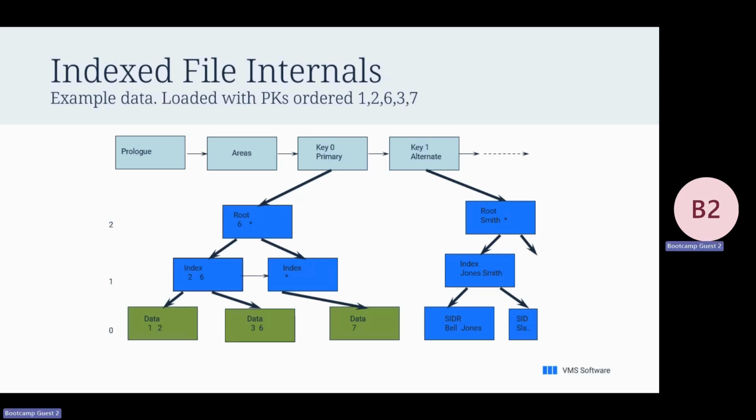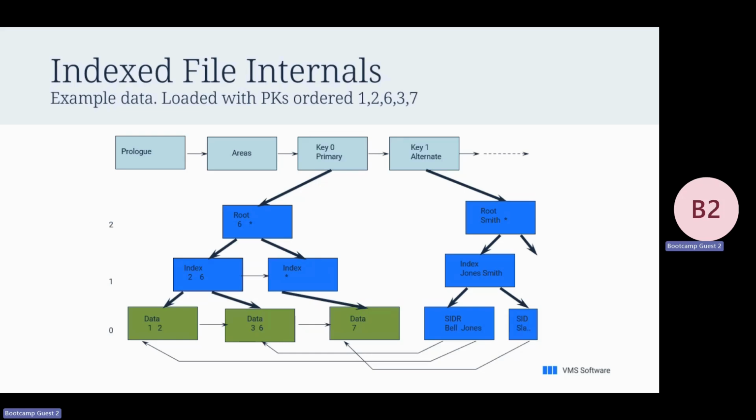Originally 7 would have been here, but now 6 needed to find a place in the right sequence. So we already have to split and make room for it. See if it's clear. These were the primary key values, just numbers.